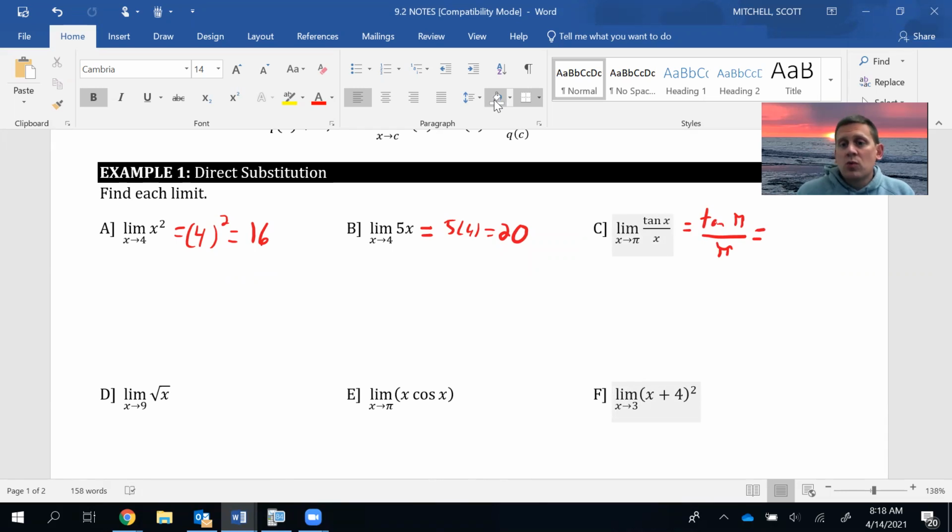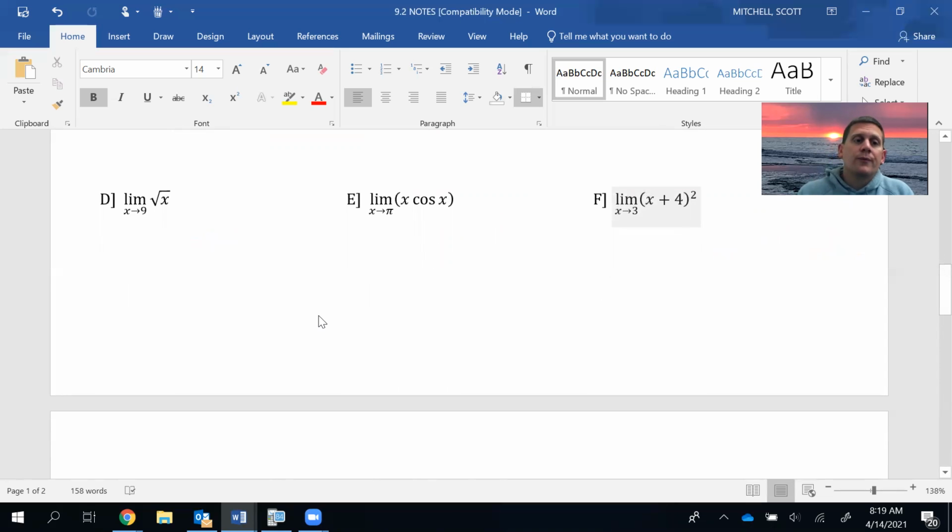Direct substitution doesn't work if you plug the number in and you get an undefined fraction or something that you're not allowed to do, and then you have to do some other method to calculate it. So we have pi on the bottom. What is the tangent of pi? Okay. So we get 0, that's a number. Can't get 0 on the bottom. All right. So again, if direct substitution works, use it. It's the easiest method. You might as well.